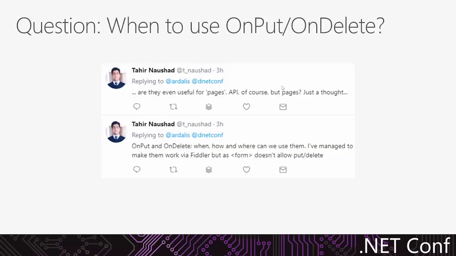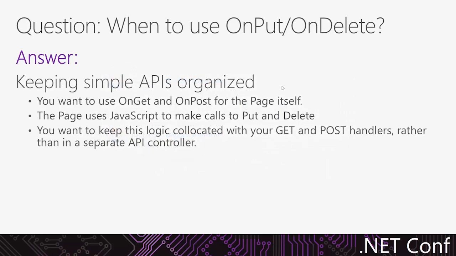So another question that I noted at the beginning of the presentation was, when should you use the onPut or onDelete handlers that are available inside of Razor Pages? So here, Naushad asks, when, how, and where can we use them? I've managed to make them work in Fiddler, but of course, if you use the standard HTML form, it doesn't allow put or delete. And so the answer that I've come up with, and I've verified this with one of the team members that actually wrote Razor Pages, is simply that you would use onPut and onDelete if you want to keep a simple API organized.